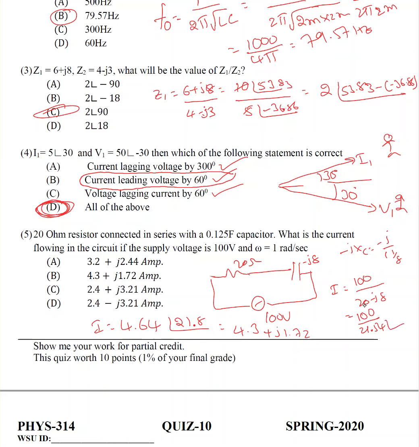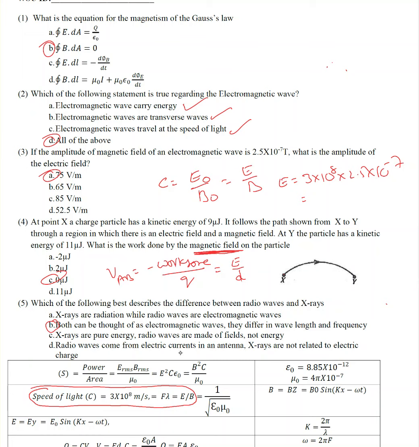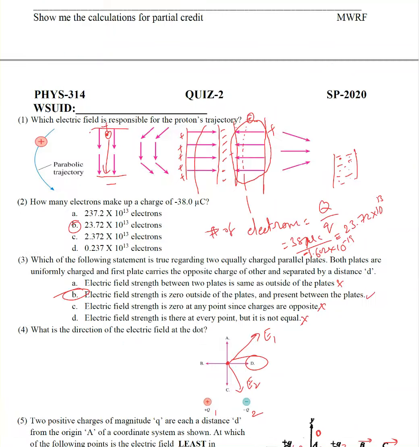X-rays are pure energy. Radio waves, both of them have energy. Radio waves come from electric currents in an antenna. X-rays are not related to electric charge. No, that's not true. So B is the true statement.